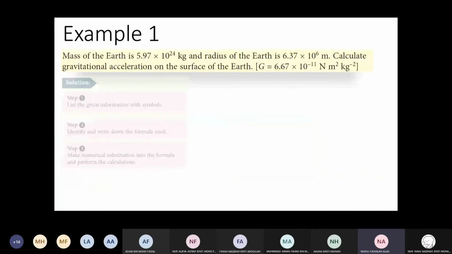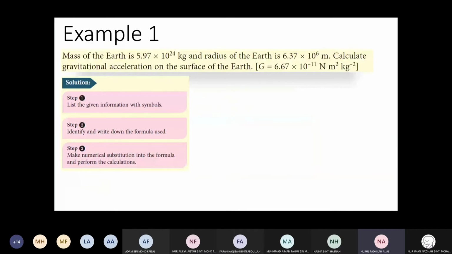Okay. Dapat dah? Answer. Tolong jawab. Tolong jawab. Okey, kejap. Sini. Nanti 9.81. Ya? 9.81. 9.81. Okay, very good. Okay, so direct je soalan ni. Okay?